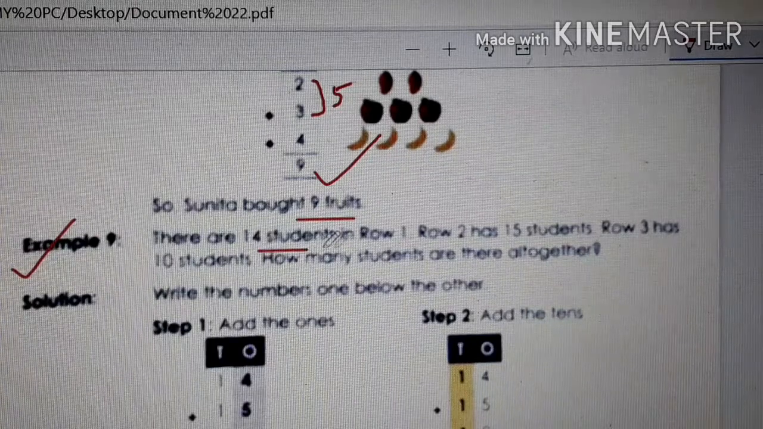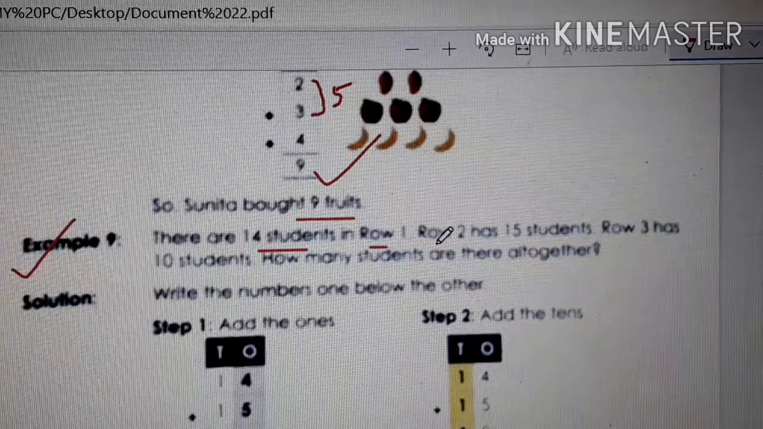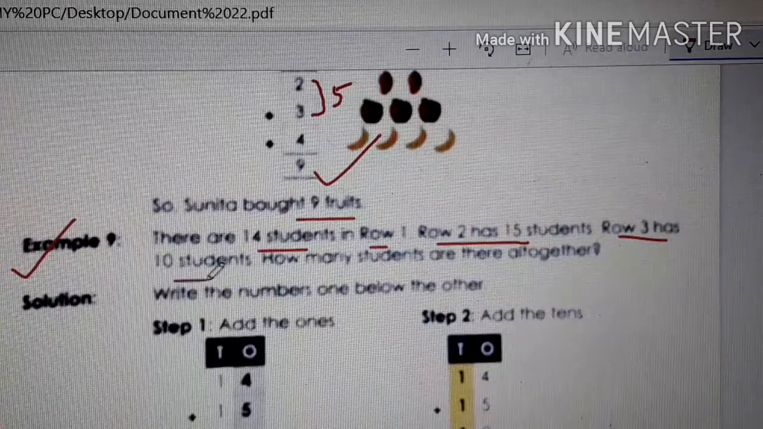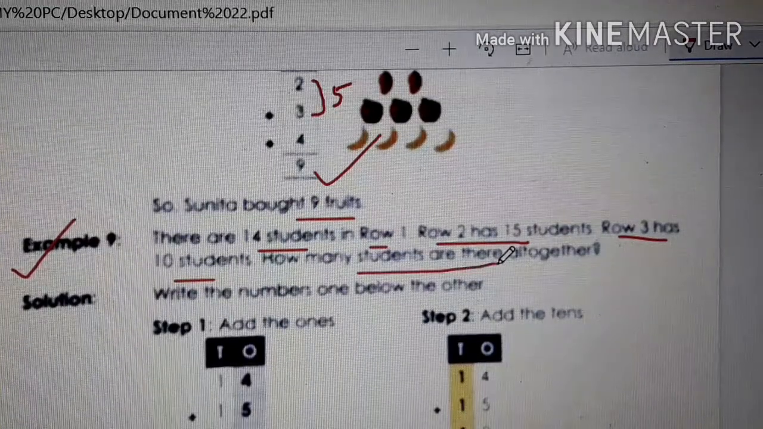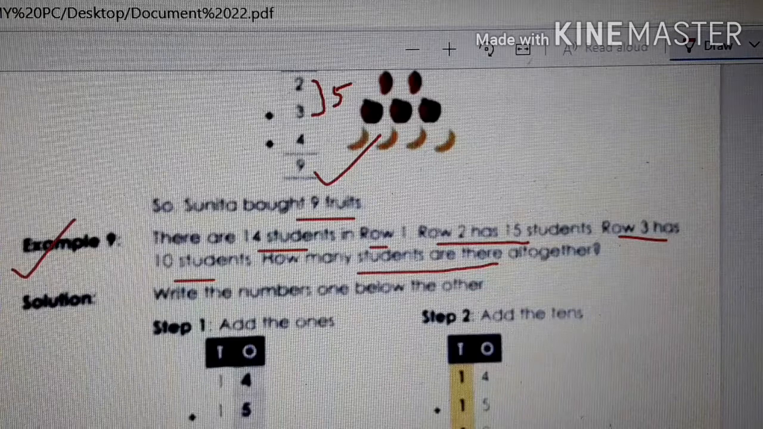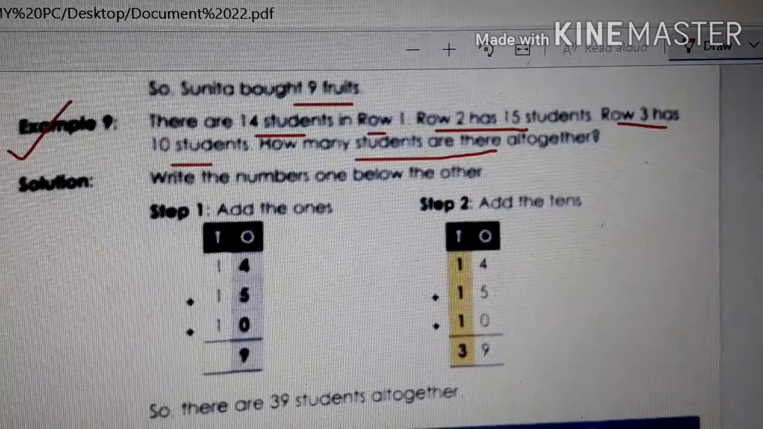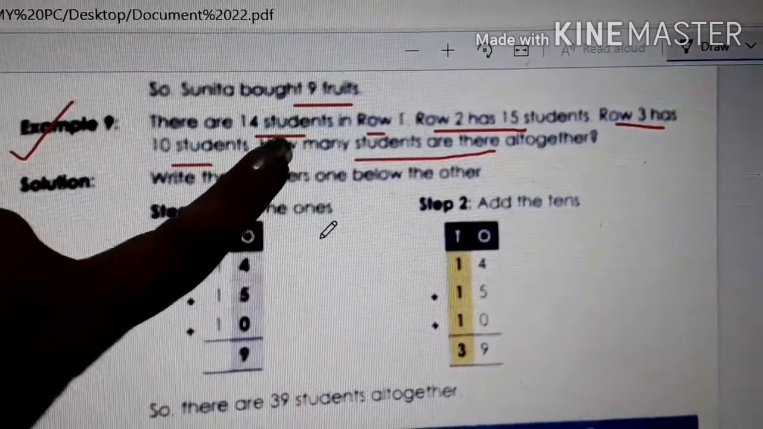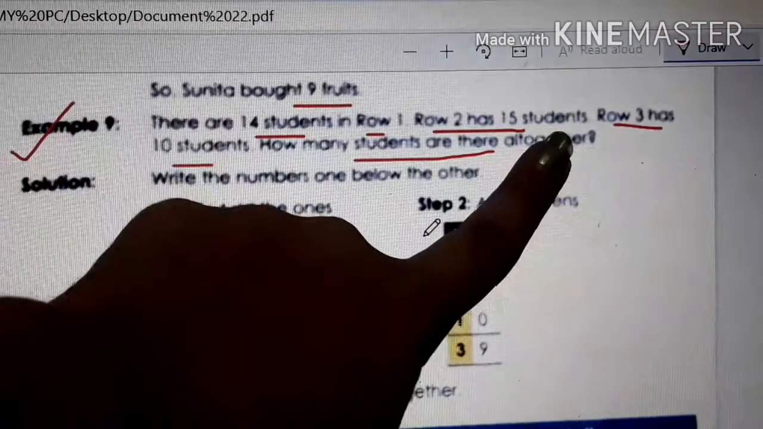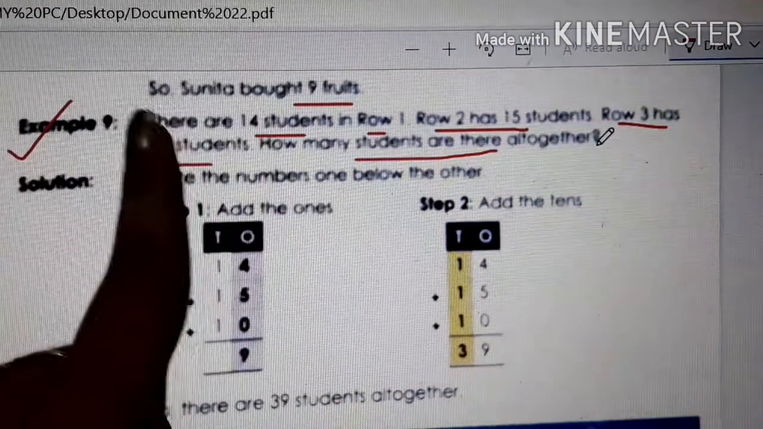There are 14 students in row 1, row 2 has 15 students, row 3 has 10 students. How many students are there altogether? Now children, this is your 3 two-digit numbers. Addition of 3 two-digit numbers. In the first row, how many students are there? 14. In the second row, how many? 15. Then in the third row, how many? 10 students. So children, there are two places, ones and tens, right?